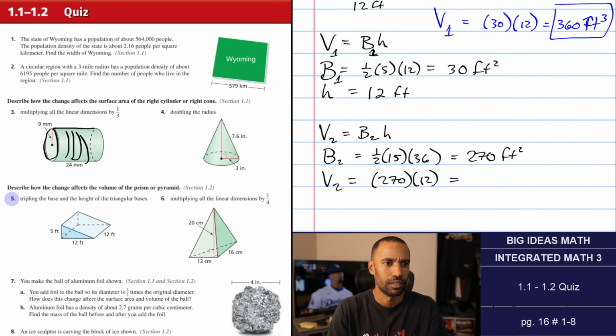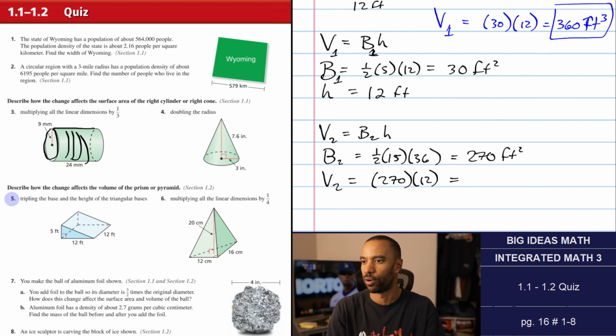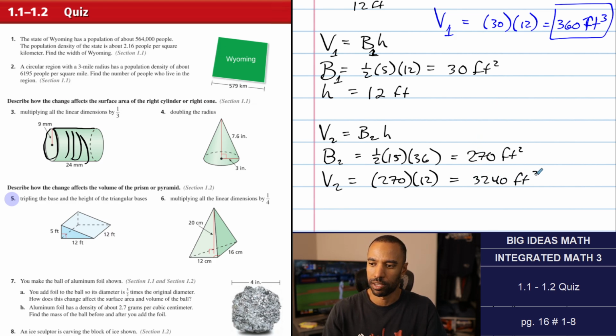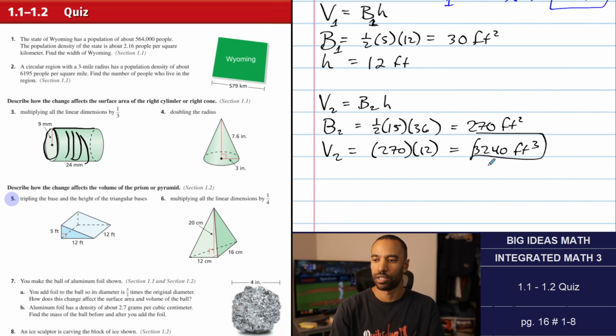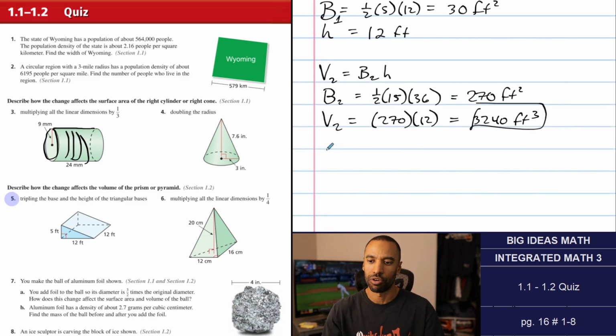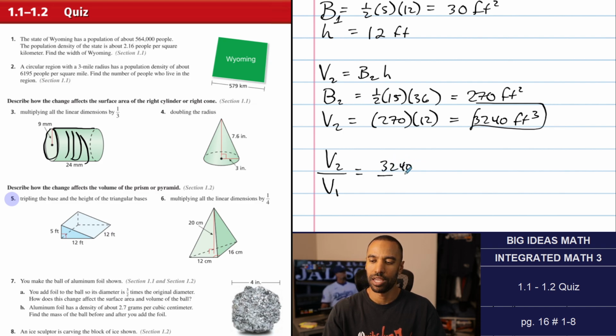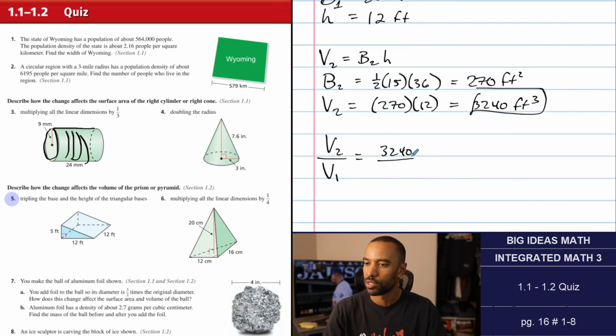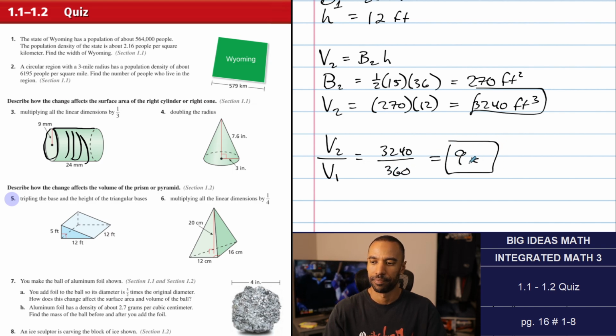3240. 270 times 12. 3240. 3240 cubic feet. Okay, so yeah, that divided by that's 9. So volume 2 over volume 1 is 3240 over, what was it? 360. And that's going to be 9. 9 times bigger.